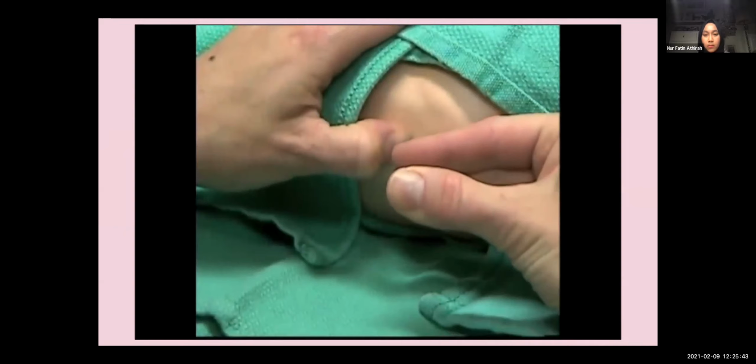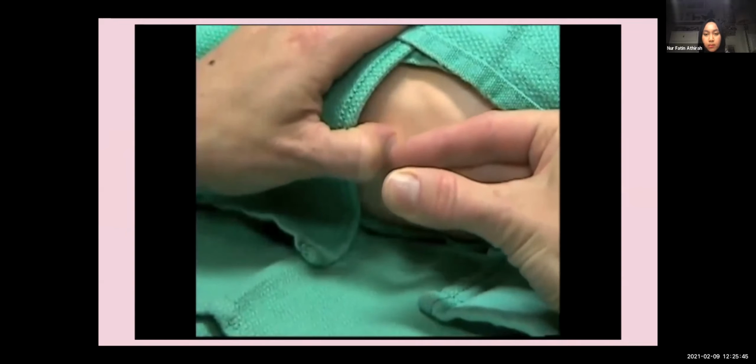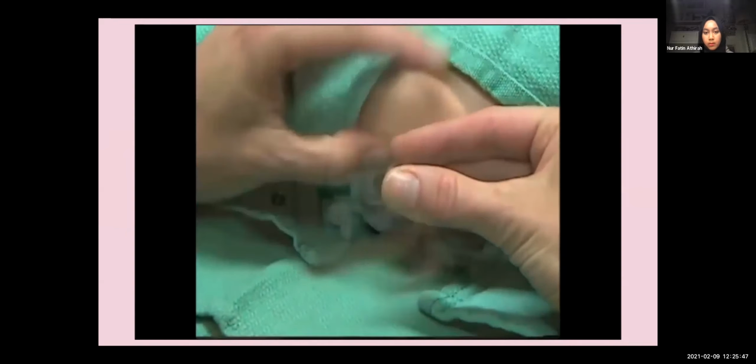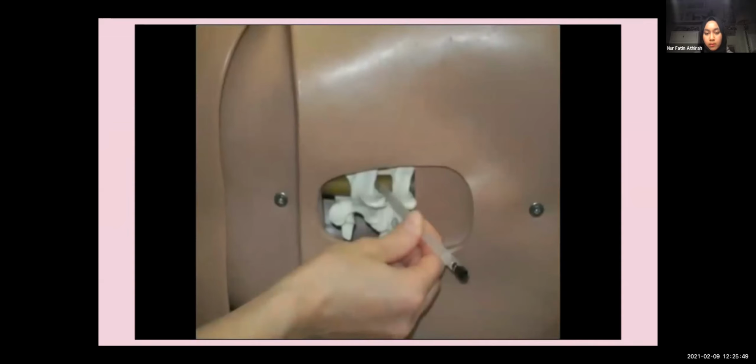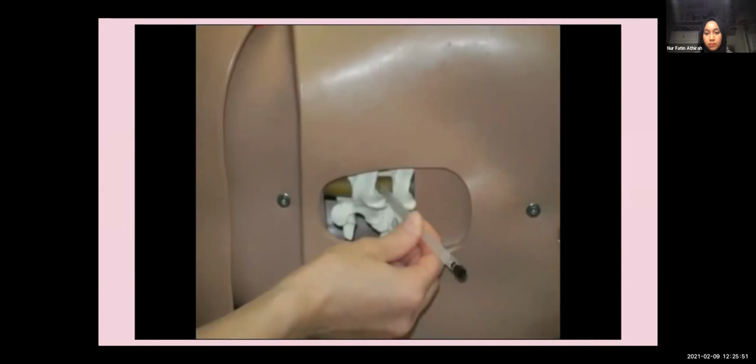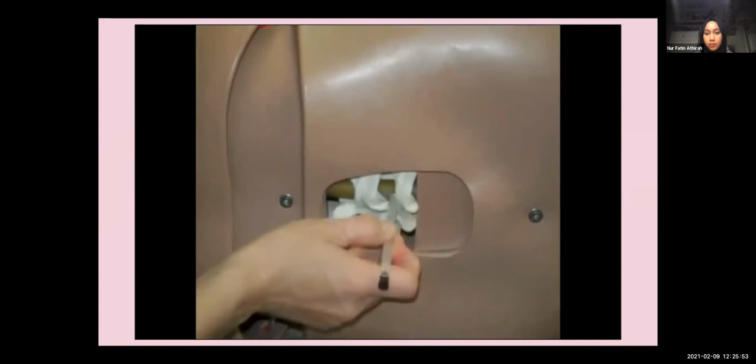Stabilize your dominant hand on the baby's sacrum and aim towards the umbilicus. You should aim towards the umbilicus so that you can pass between the spinous processes. If you go in perpendicular to the skin, you are much more likely to hit bone, as you can see in this model.